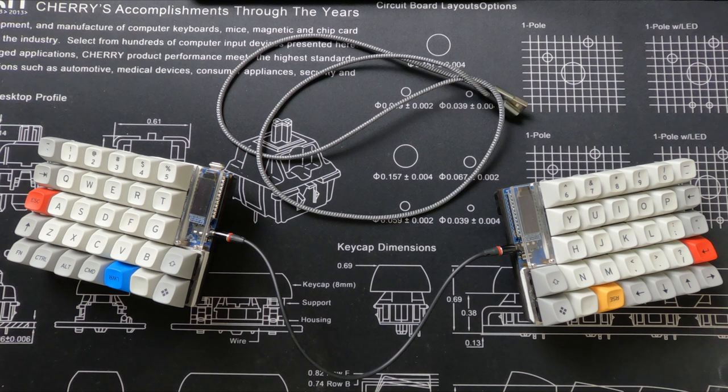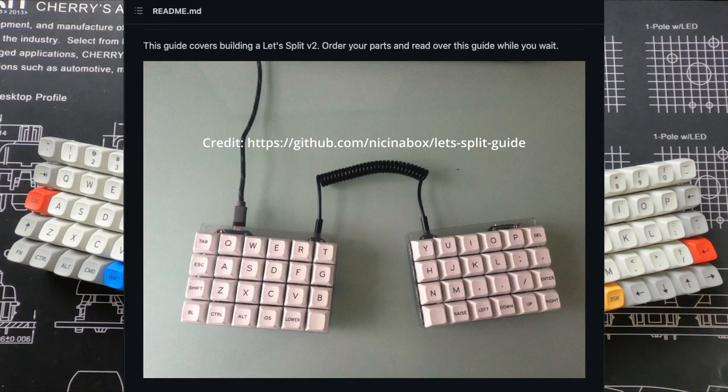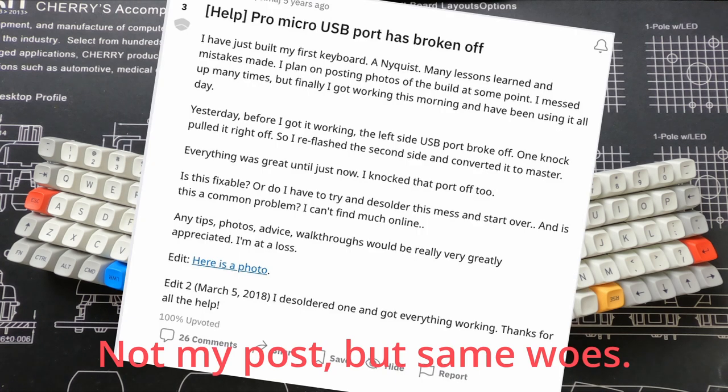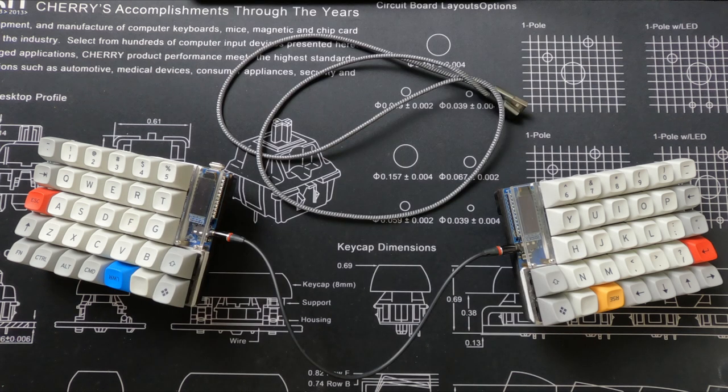My previous daily driver was a Lily58 split, which is essentially the same keyboard, a split, ortholinear keyboard, but with one less row, that I put together myself, solder and everything. But one of the micro USB ports broke off the microcontroller, and I unfortunately did not want to go through the hassle of desoldering the microcontroller with all those pins.